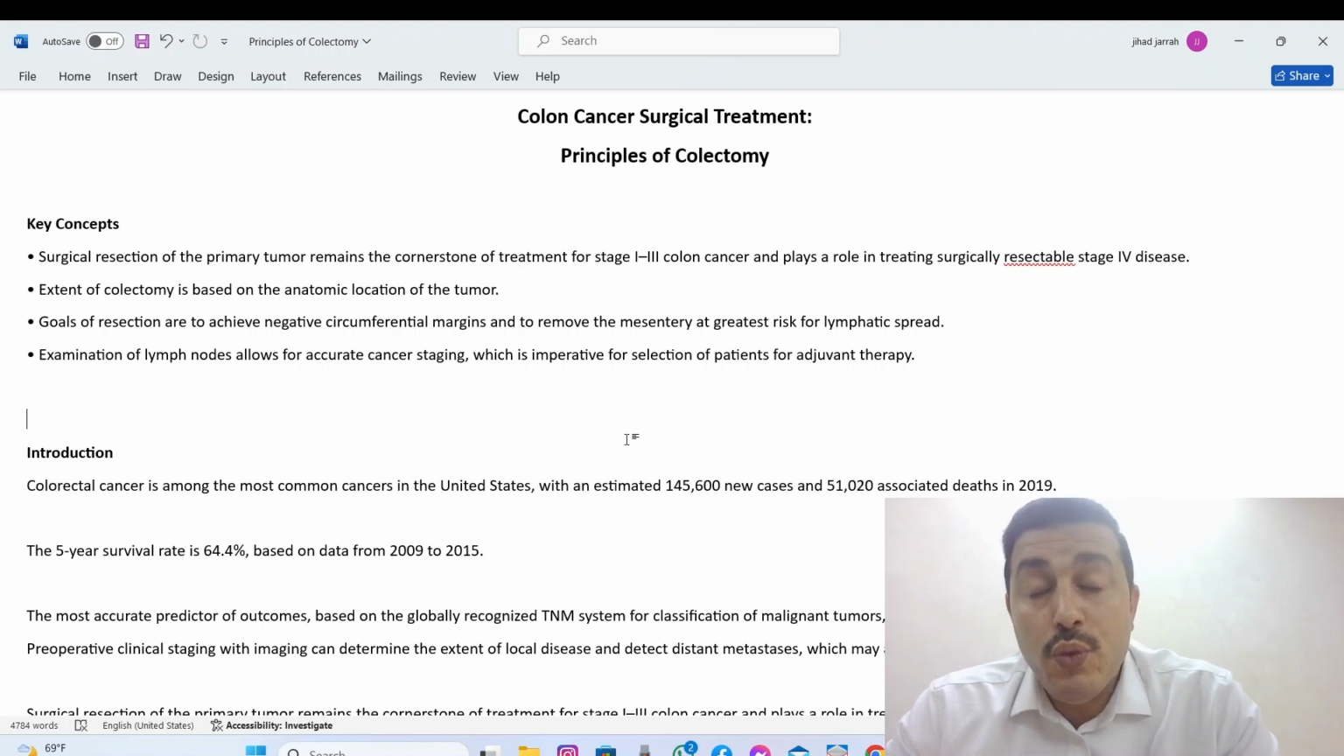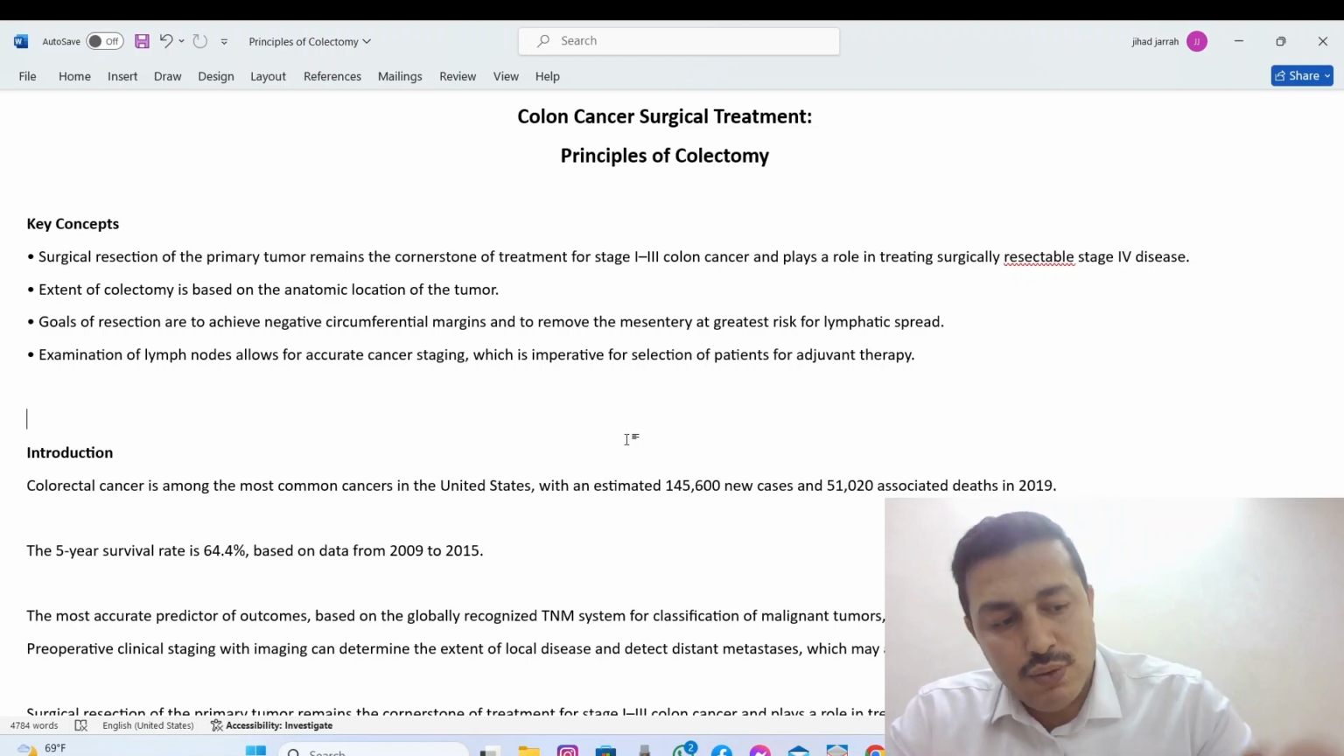When we want to remove a segment of a diseased colon, it's important to have a negative margin. Not only a negative margin, but also to remove the mesentery associated with that segment with the highest risk of lymphatic spread. So the lymphatic status is also an important issue, and we will discuss it during this lecture. The resection of the segment of the diseased colon is dependent on the location and the vascular supply of this segment, as we will see.